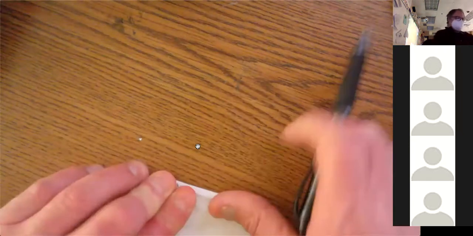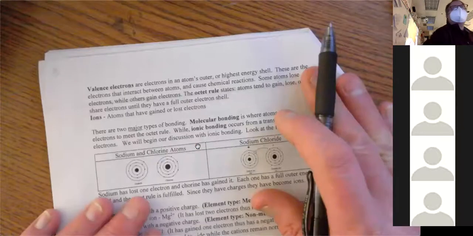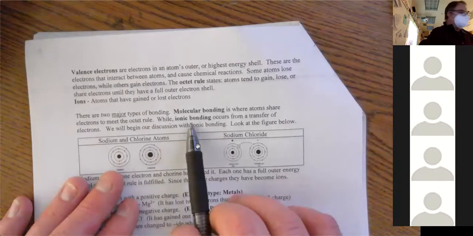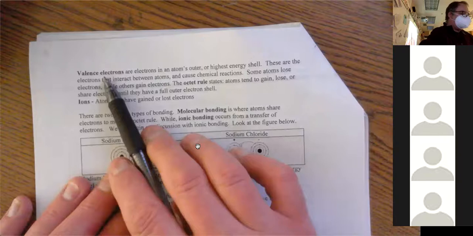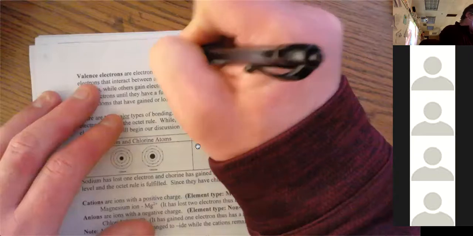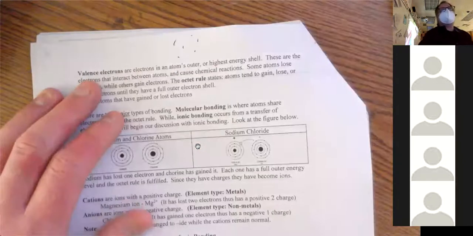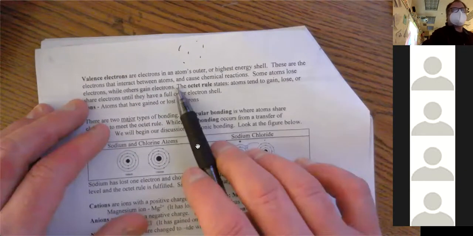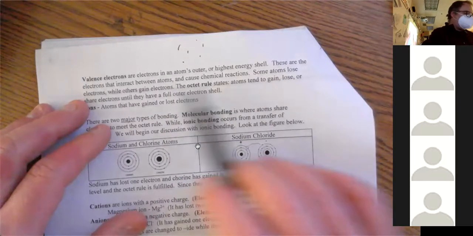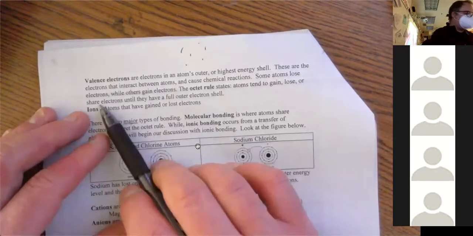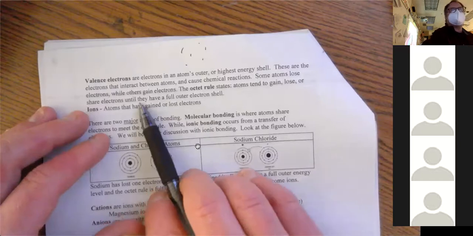So the first thing we have is a quick review from last semester. Molecular versus ionic bonding. So last unit, we taught you about valence electrons. Well, you've learned it several times. If we recall, valence electrons are the electrons that are furthest away from the nucleus. They're the outermost energy shell electrons. These are the electrons that interact whenever atoms come together. Some atoms lose electrons while others gain electrons to form ions. And others just share electrons to form what we call molecular bonds.